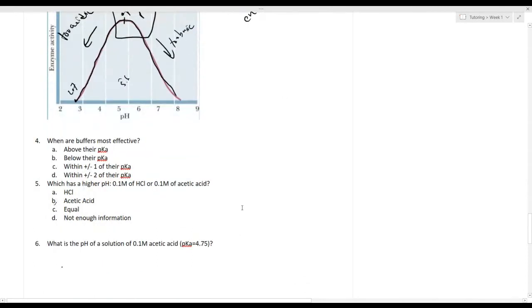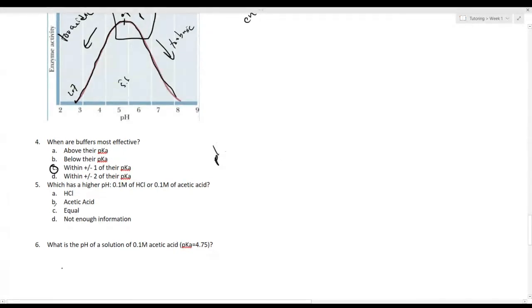So these next few questions are going to be a lot more kind of Gen Chem 1 revision and Gen Chem 2 revision as well. And they're about buffers, they're about pHs, pKa's, all that stuff. So when are buffers most effective? The correct answer here is C, and I hope that's kind of memorable.